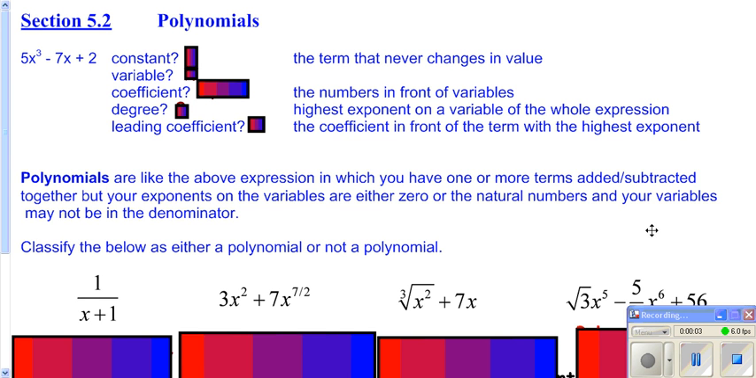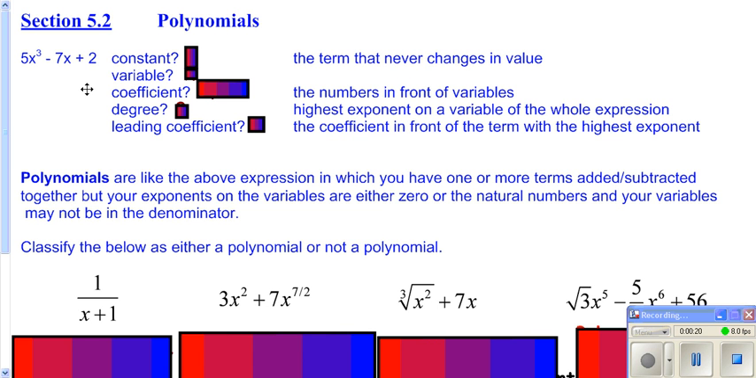We're going to take a look at polynomials. Here's an example of a polynomial. In this case, it's a trinomial, tri meaning three, and we have three terms. Your terms are the things that are added and subtracted together. Now, as we look here, we need to talk about some terminology.